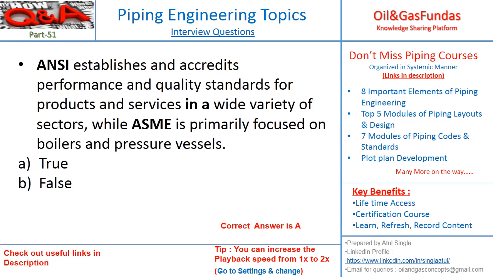ANSI is an establishment which is establishing the rules and regulations, quality standards for products and services. But at the same time, ASME is an organization which is focusing majorly on boilers and pressure vessels only. All the design factors, inspection, testing, all those things have been taken care of by ASME, but the design guides, the quality standards, are established by ANSI. So this is a true statement.